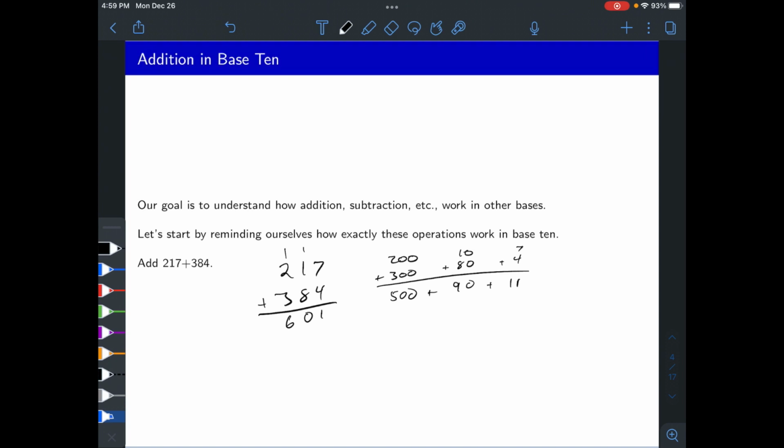So in the algorithm here, when we're carrying the 1, we could instead just write this as follows, just to make it a little bit more clear what's happening. 7 plus 4 is equal to 11. And then when we add this column here, we can really just do 10 plus 80, which is equal to 90. So just think of it that way. So 10 plus 80 is equal to 90. And then 200 plus 300 is equal to 500. And then just add these things up and you'll get to the same final answer.